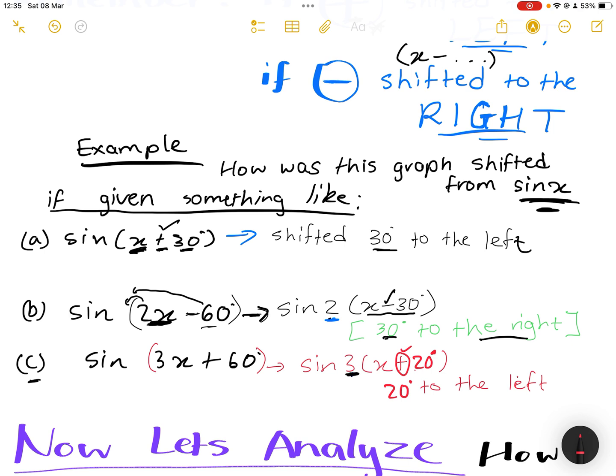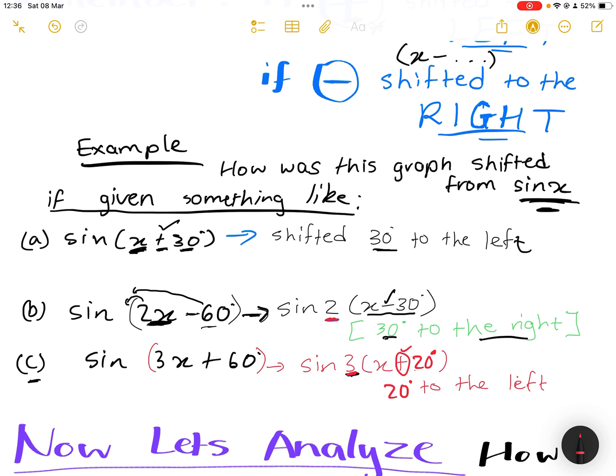And can you see that at B, this 2 and this 3 will affect what? It will affect the period. We are going to be dividing the period by 3. The same thing will apply for cos. Whatever I'm discussing for sine, it happens to cos. Some of it also happens to tan, but tan is a different case, as we analyzed at the beginning.